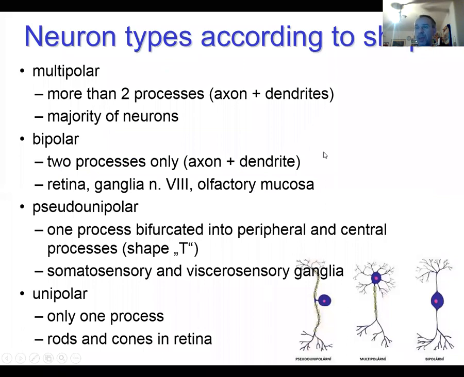Peripheral nervous system is composed mainly of neurons, which are the most important cells conveying the information as an electrical signal. And we have four types of neurons overall throughout the whole nervous system, so both peripheral and central. And some of these neurons are also part of the peripheral nervous system.